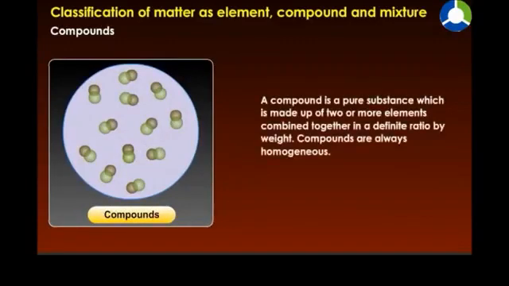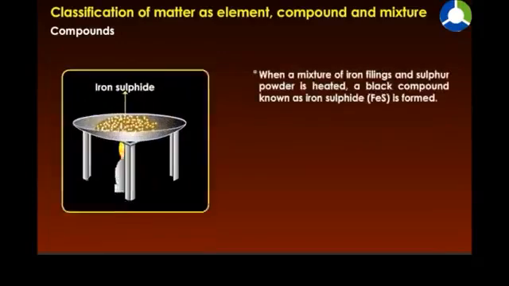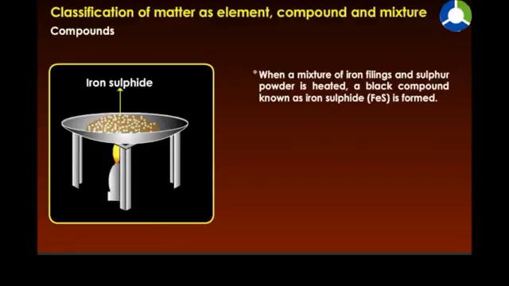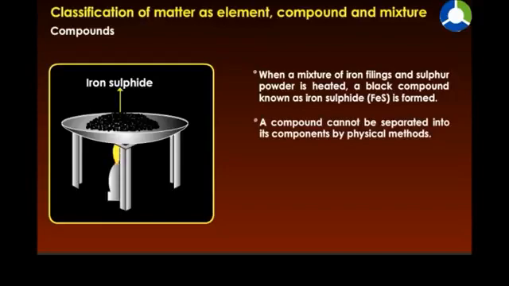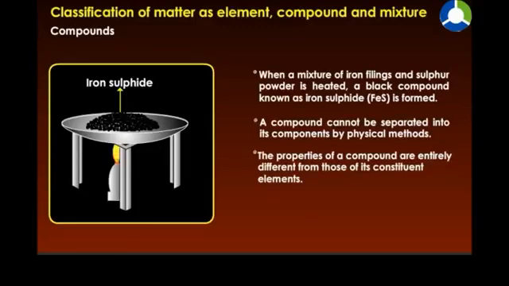Compounds. A compound is a pure substance which is made up of two or more elements combined together in a definite ratio by weight. Compounds are always homogeneous. When a mixture of iron filings and sulfur powder is heated, a black compound known as iron sulfide, FeS, is formed. A compound cannot be separated into its components by physical methods. The properties of a compound are entirely different from those of its constituent elements.